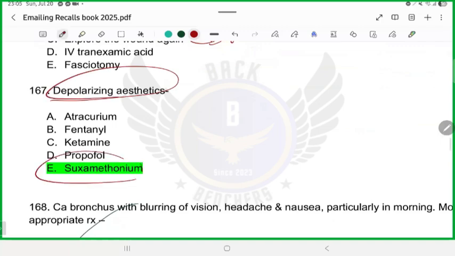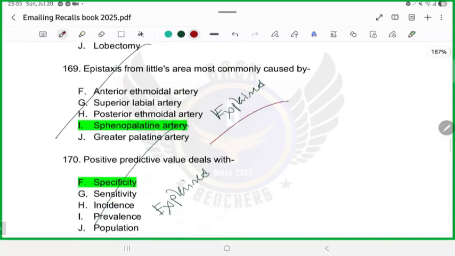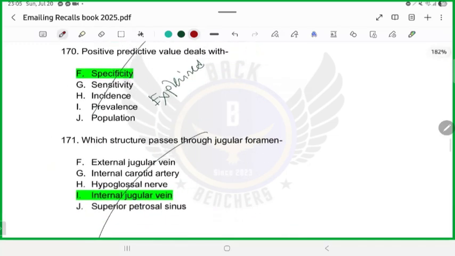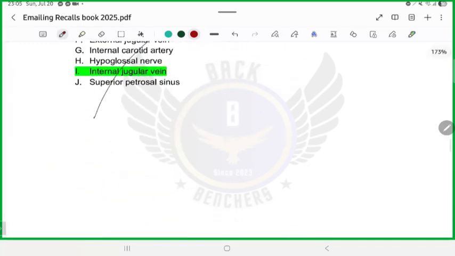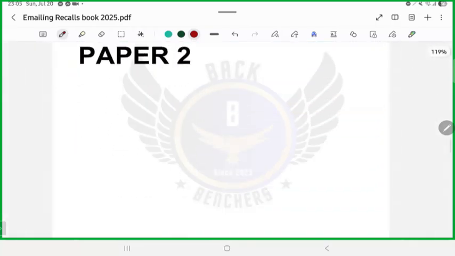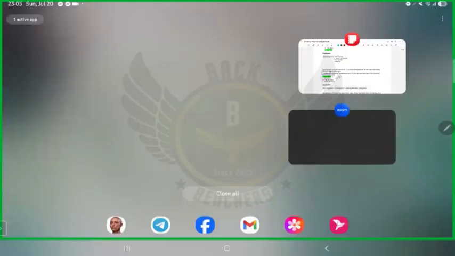Depolarizing anesthetic. We all know succinylcholine. Explained. 66 explained. Epistaxis from Little's area. Positive explained. Structure passing through the jugular foramen. Not anymore. Then paper 2. Before starting paper 2, let's have a break of 5 minutes.